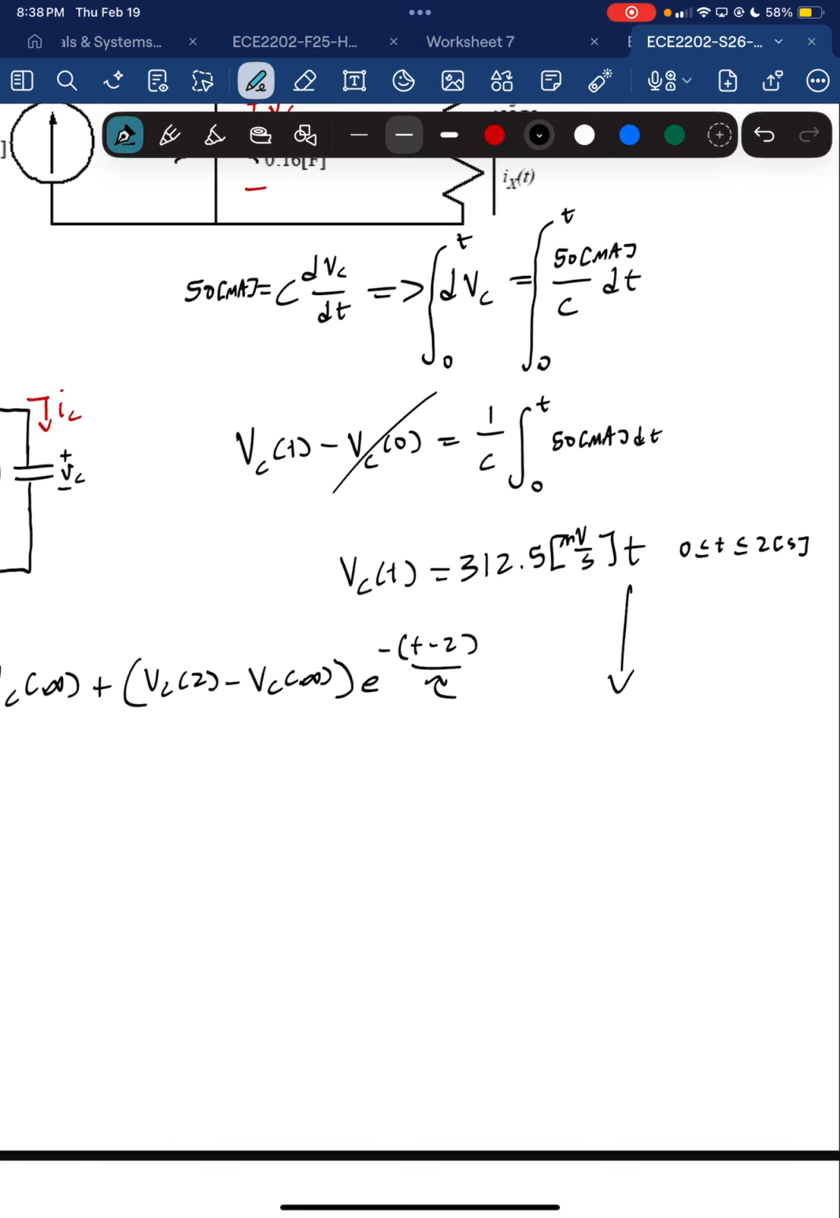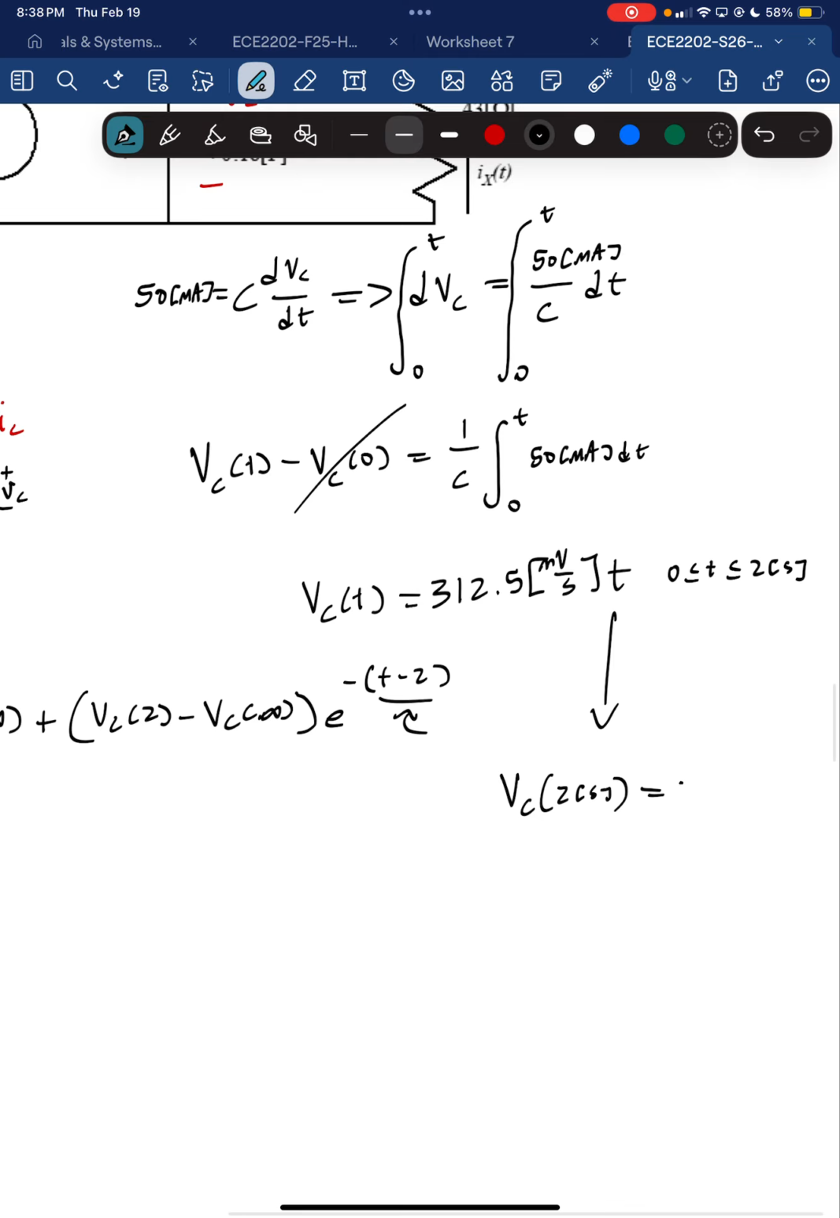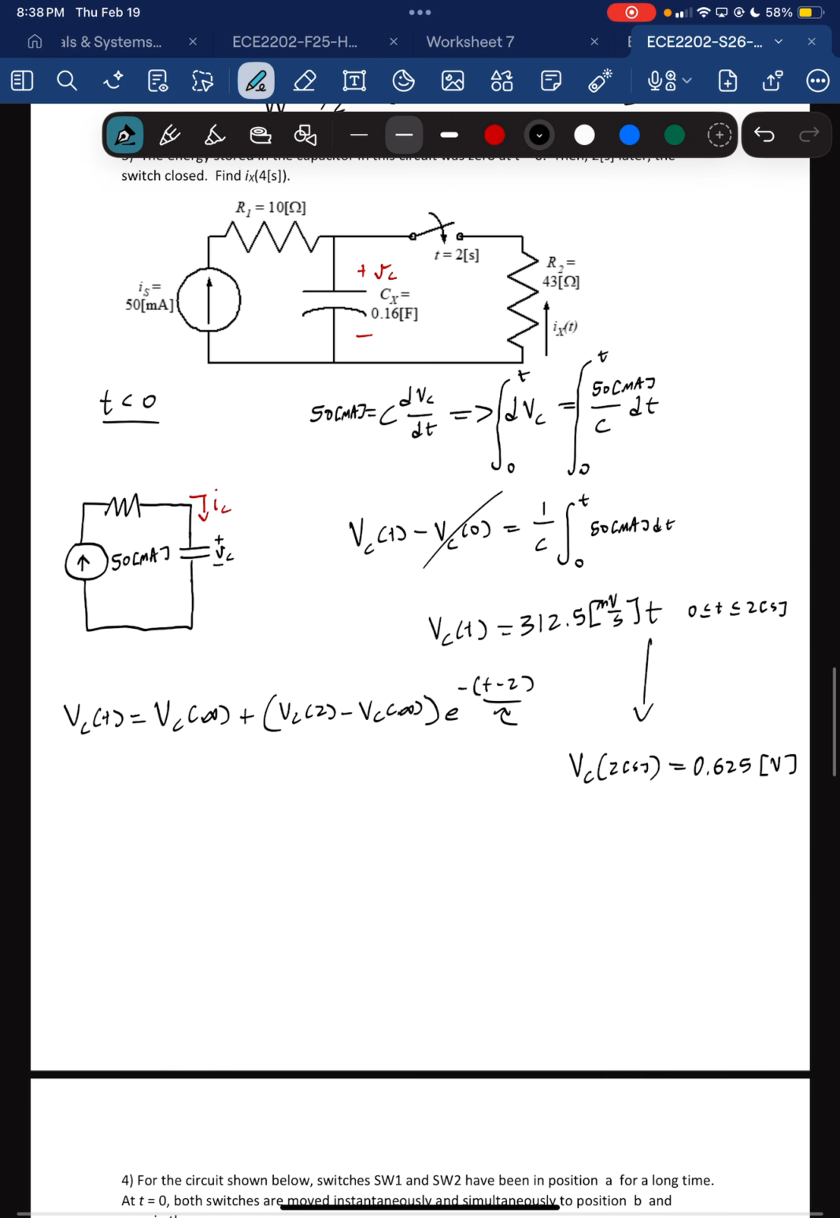So that's exactly what we're going to do. VC of 2 seconds is equal to, I'm going to convert to volts, 0.625 volts. I just plugged in 2 for t. And I got our initial condition.